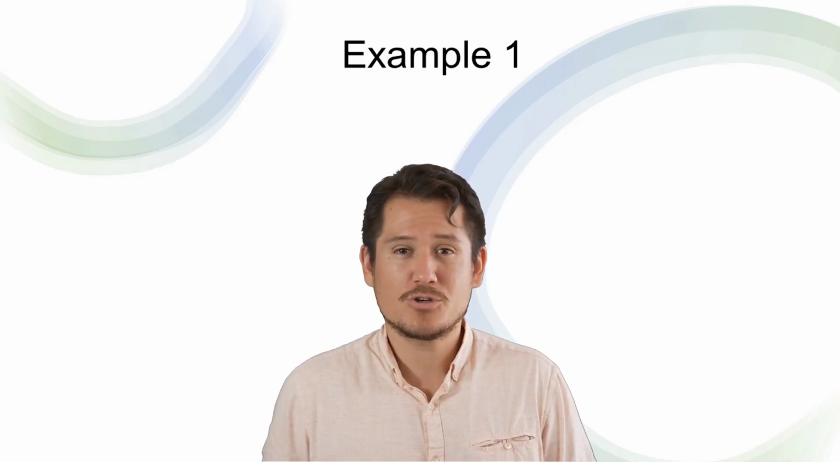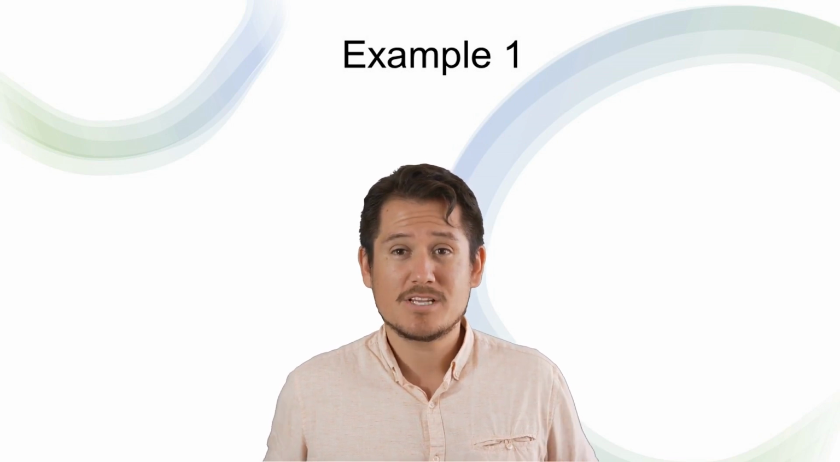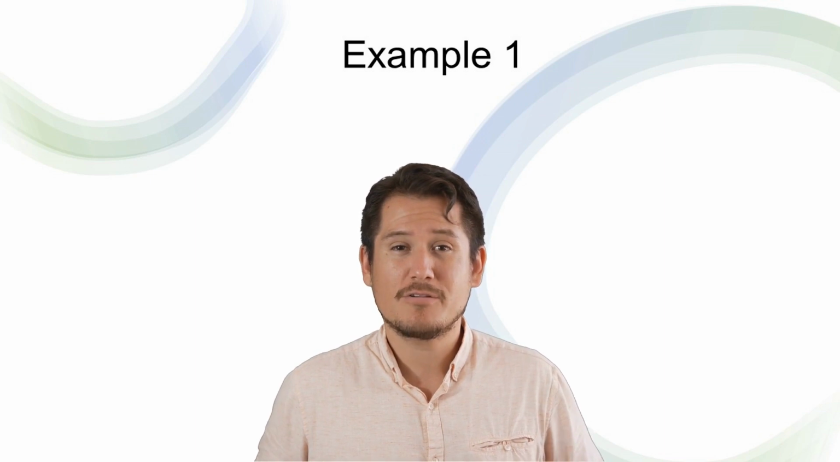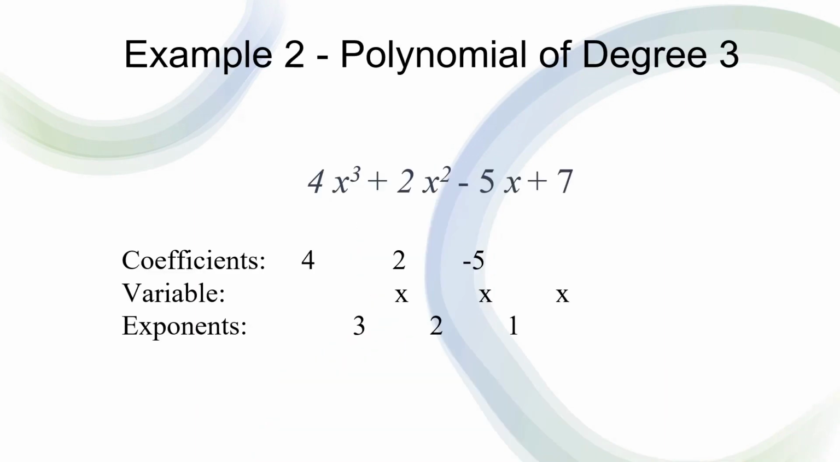So in summary, you have 2 terms with variable x and their respective coefficients and exponents. The last term, 1, is a constant term with no variable or exponent associated with it. Example 2, consider the polynomial 4x cubed plus 2x squared minus 5x plus 7. Now breaking it down further.